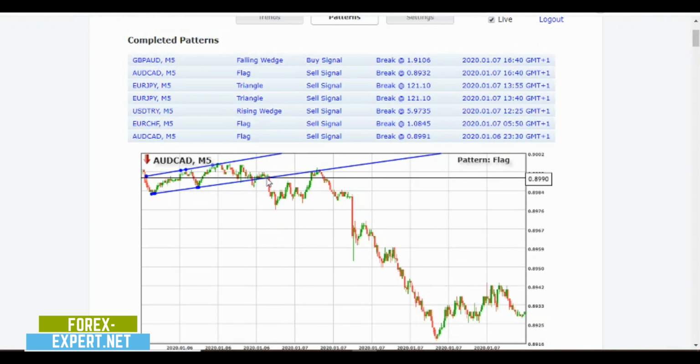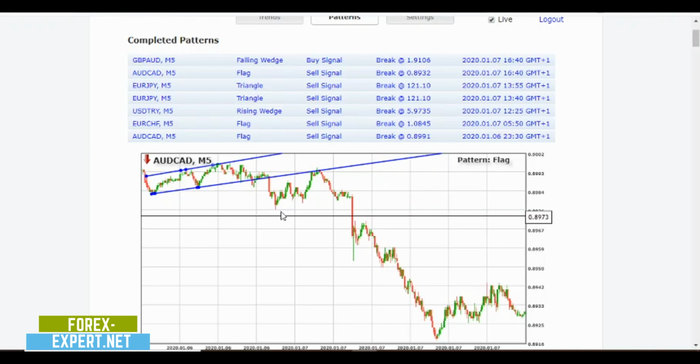So we had a breakout here, then a little pullback, and the price going back into the pattern, and then falling down to 89.76 for a 15 pips profit less the spread. Then the price started to go back, testing this level here around 89.93.